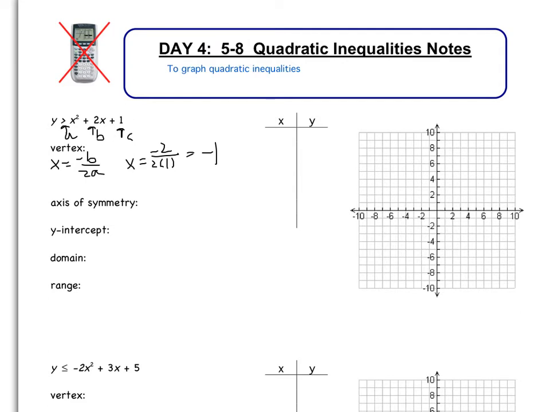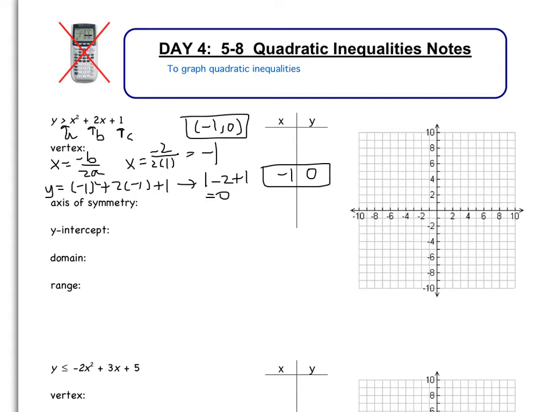In order to find what y is, we need to substitute x back in. So I have negative 1 squared, add 2 multiplied by negative 1, add 1. So this becomes 1, subtract 2, add 1, which is just 0. So my vertex is negative 1 comma 0. I'm going to make sure to write that in the middle of my table.